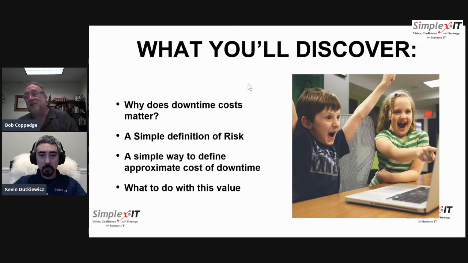And then really what it gets down to is a couple of simple ways to define the cost of downtime. What does it cost an organization? And then what do you do with this value? Because part of our responsibility, whether the CEO or the internal IT, or as a managed service provider working with either or both of these parties, is we want to make sure that we're mitigating risk, that we're doing things properly. And it's hard to do if you don't know what the cost is of bad things happening. That's something that IT people don't necessarily know the answers to, but they can lead the discussions.